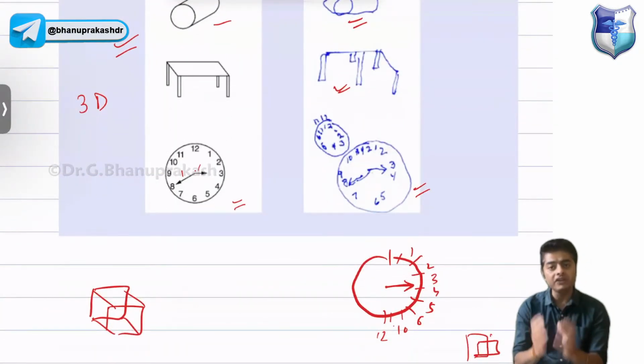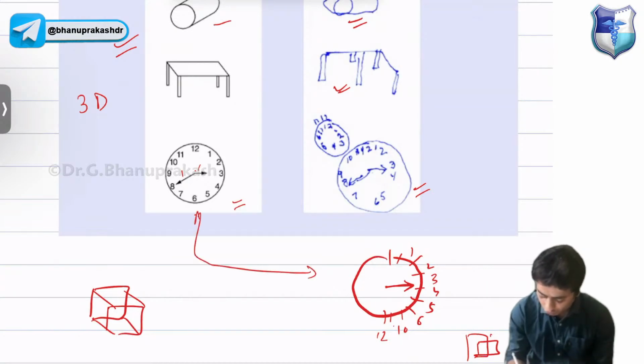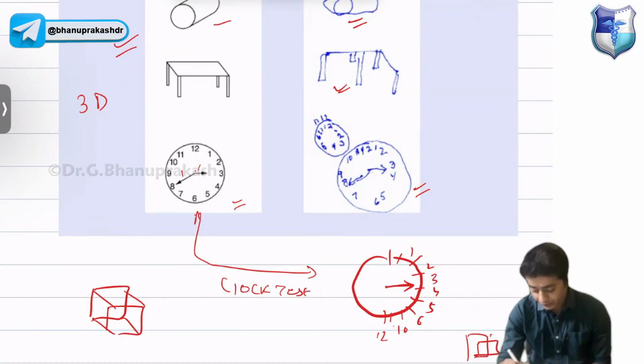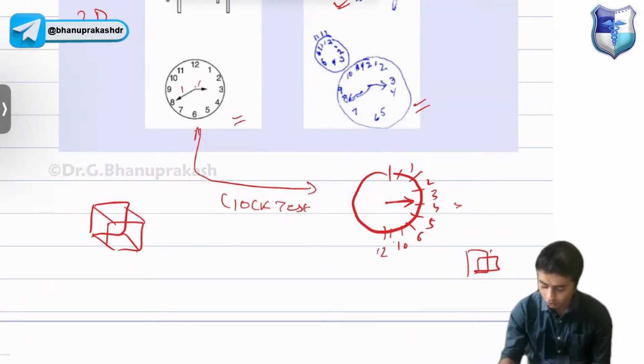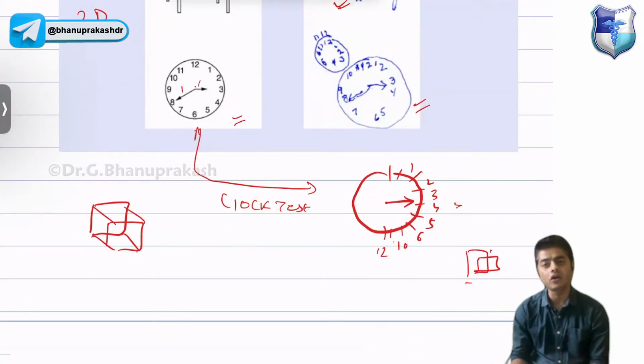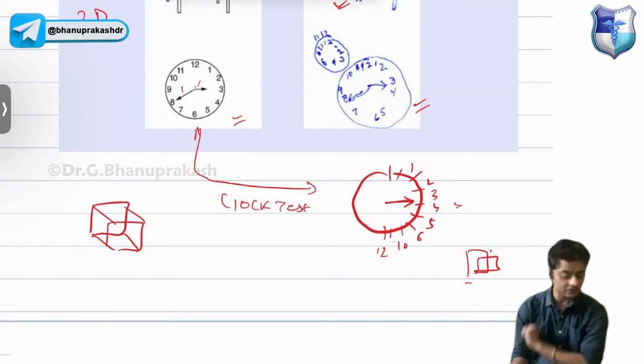When you tell them to draw a 3D figure, they are not able to draw 3D figures. When I tell them to do a clock test, see how he has all the numbers 1 to 12 on one side and has drawn only one hand. When I told him to draw a cube, see how he has drawn the cube. So he will not be able to draw the 3D figures.